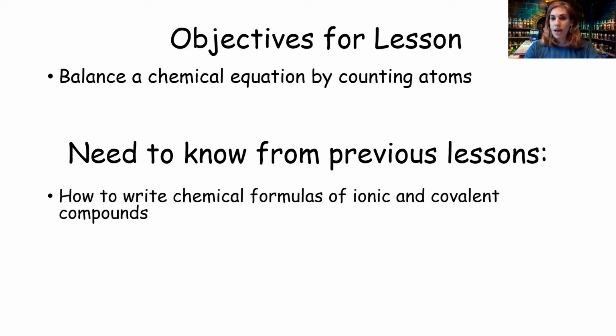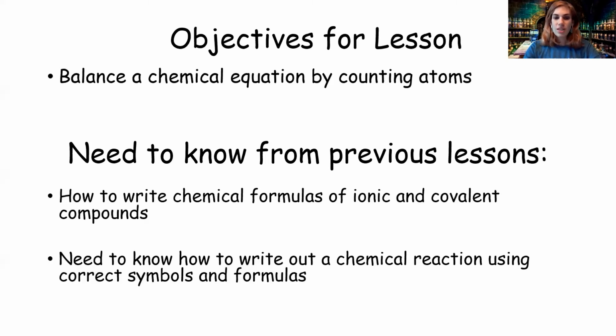So remember that with ionic compounds, you use the cross and drop method, and with covalent compounds, you just look at the prefix and write that number in based off the prefix. In addition, you need to know how to write out the chemical reactions, so those skeletal equations, using correct symbols and formulas. This is what we went over in week 3.